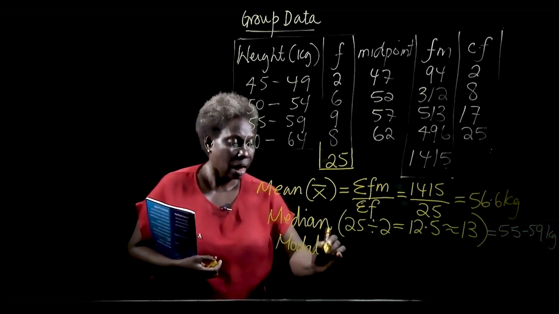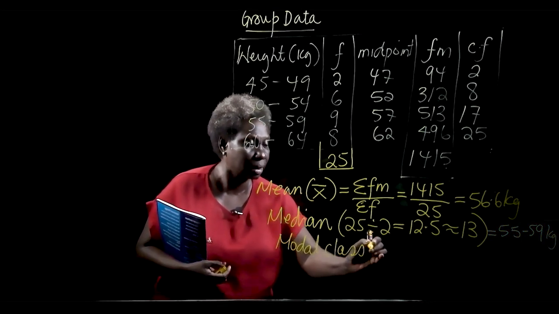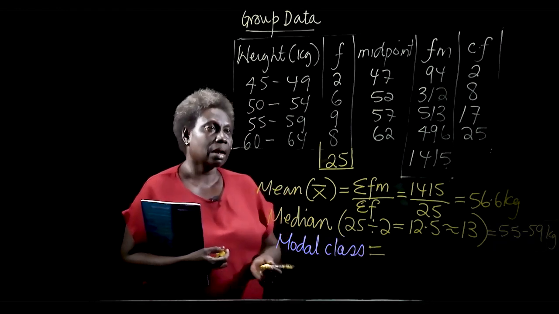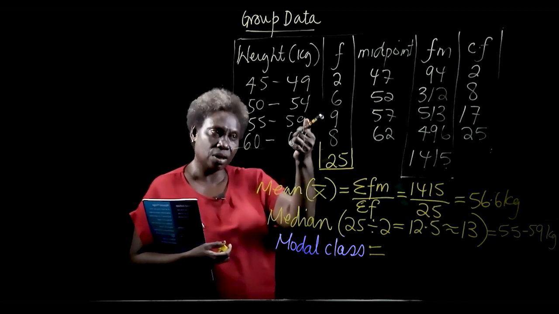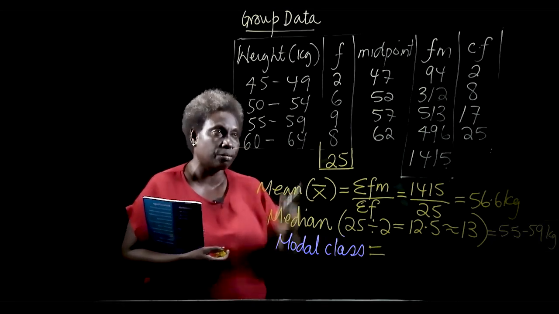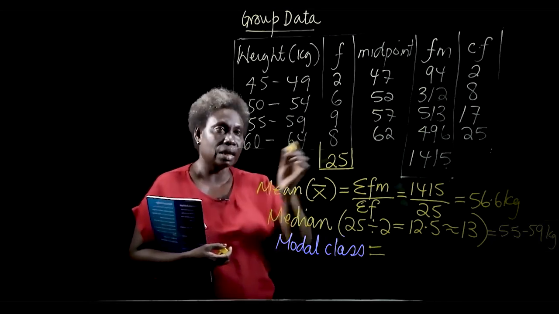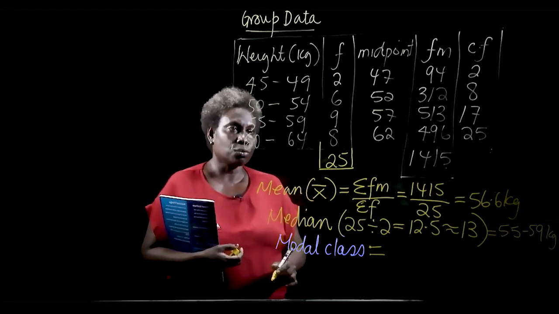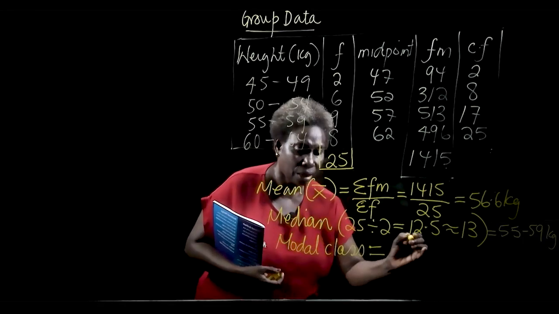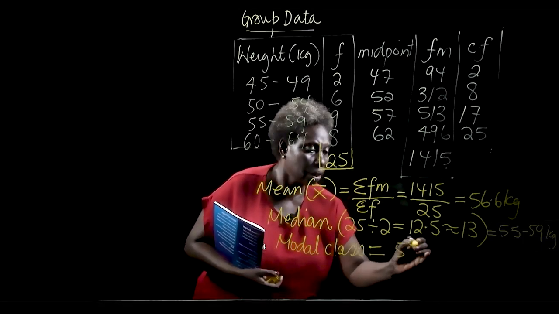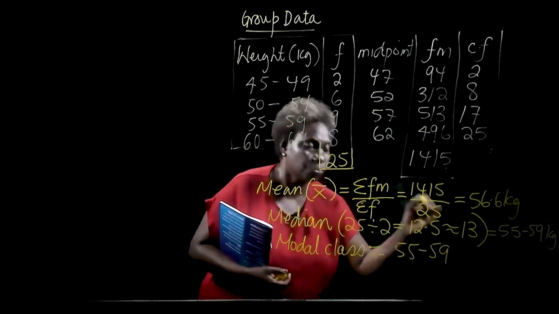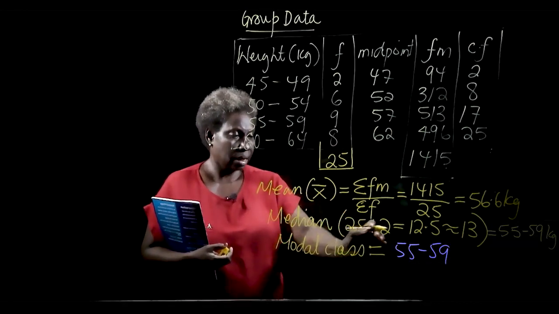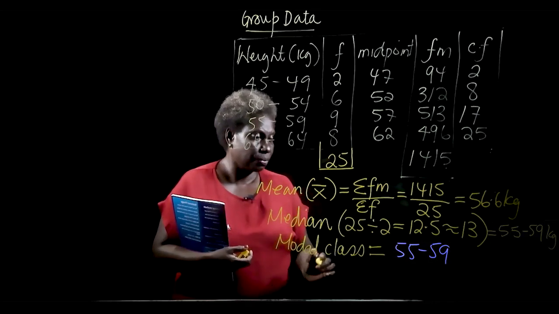The last thing we have to find out is the modal class. How do we find the modal class? The modal class is the class with the highest frequency. From the table, you can see that the class with the highest frequency is 55 to 59, with 9. Therefore, the modal class is 55 to 59.